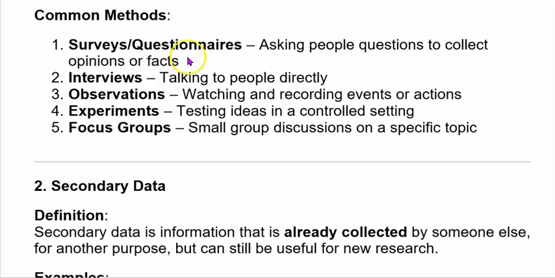Common methods: surveys or questionnaires, asking people questions to collect opinions or facts. Interviews, talking to people directly. Observations, watching and recording events or actions. Experiments, testing ideas in a controlled setting. Focus groups, small group discussions on a specific topic.